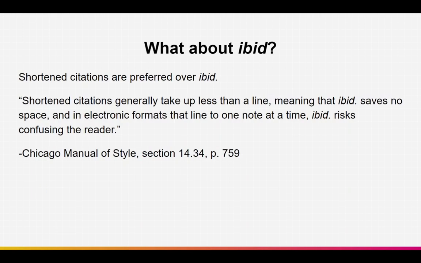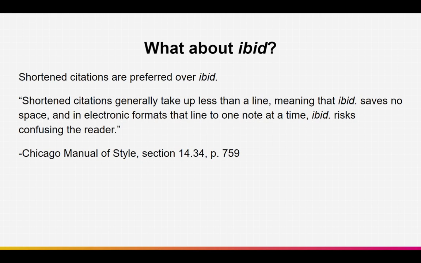If you've used different citation styles before, you've probably heard of ibid, which means in the same place, to indicate repeat citations similar to our last example. In the current edition of Chicago, ibid is actually discouraged in favor of shortened citations. The reason for this is because ibid was seen as potentially confusing to the reader.